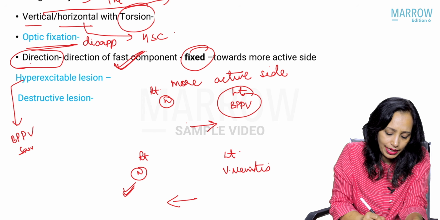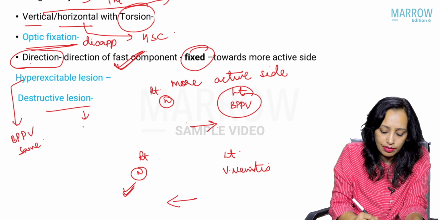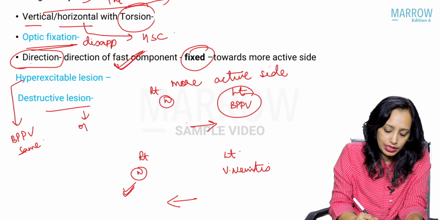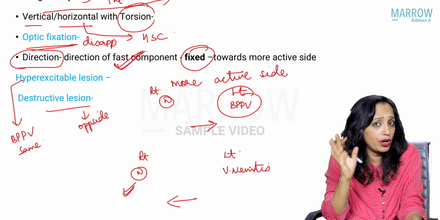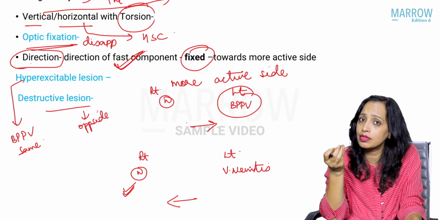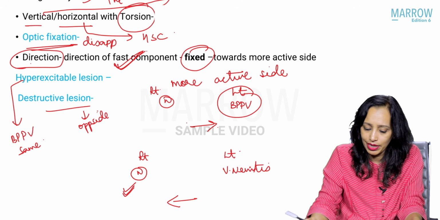be towards the same side. Whereas in destructive lesion, nystagmus will be towards the opposite side. Why? Because that is the more active. Just remember, more active. If you know more active and you know what pathology that is, it will be very simple for you. For example, let us see this.